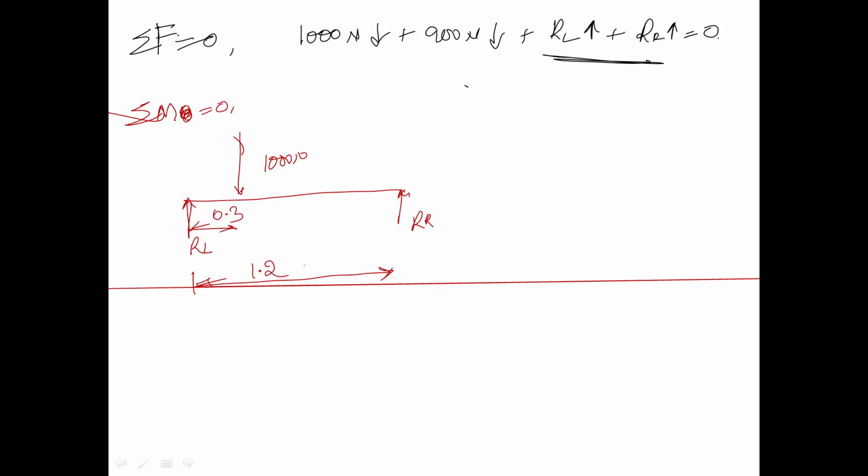Now this distance is 1.2 and you got a distance here, it is 0.6. It is how much? 900 Newton. Summation of the moment should be equal to 0. You need to consider any one point as a reference point. Now the summation of the moments about that point should be equal to 0. Then only member is in an equilibrium state.